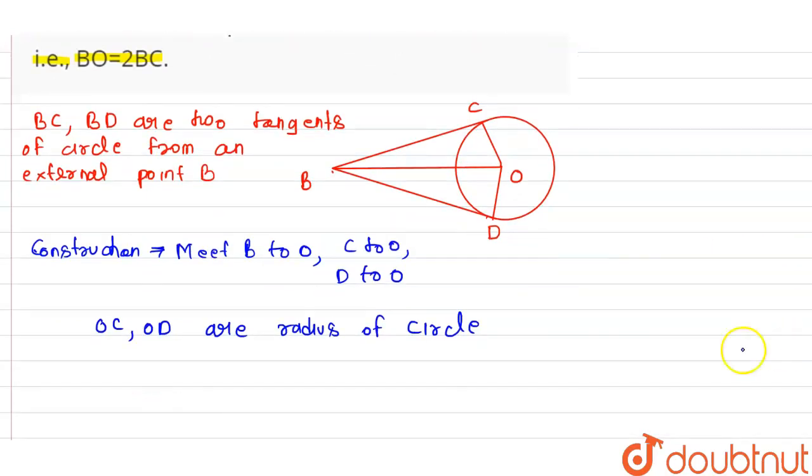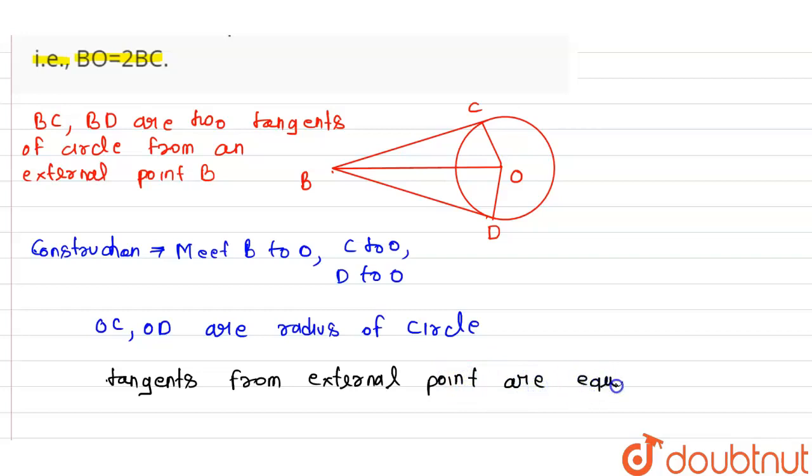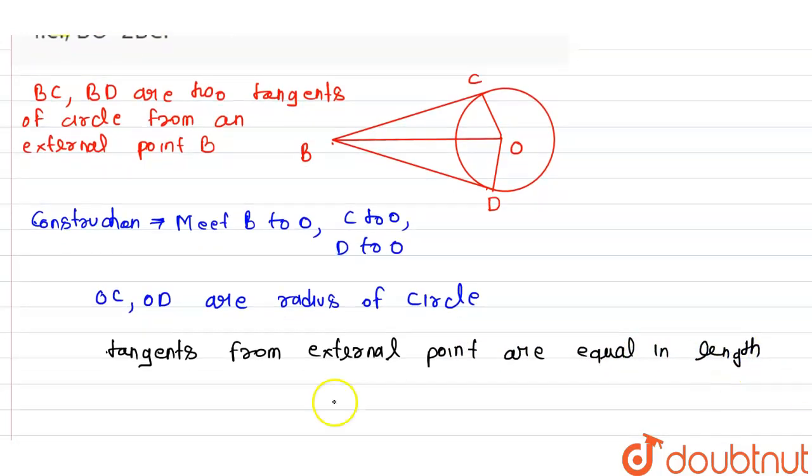The property we will write down is: tangents from an external point are equal in length. So here we can say that BC is equal to BD.